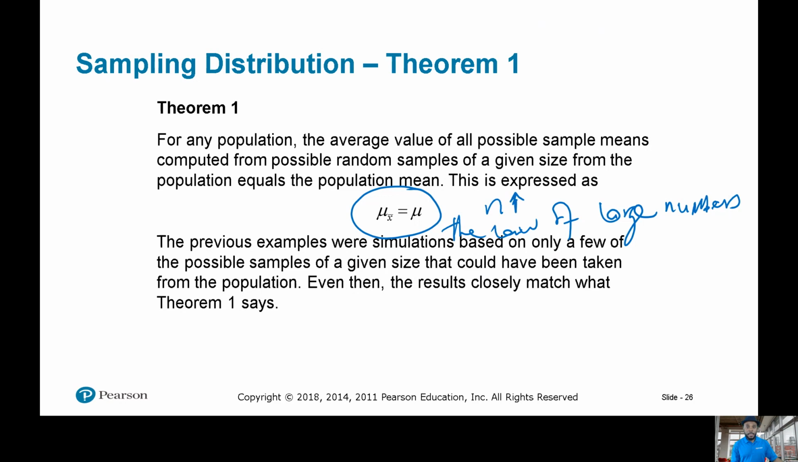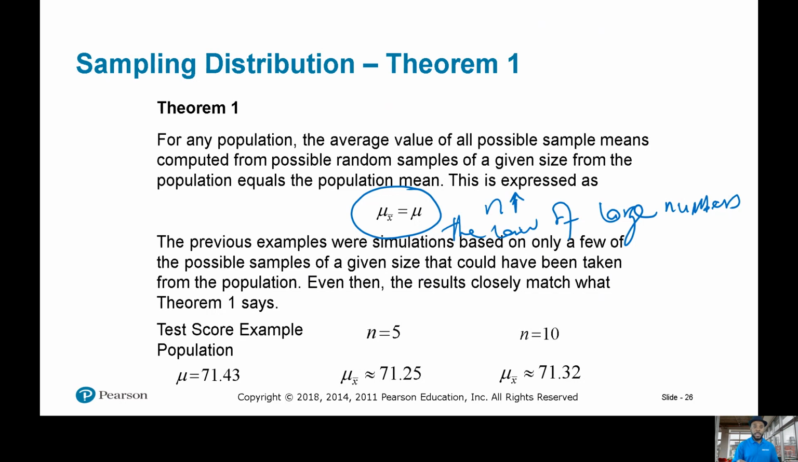The previous examples were simulations based on only a few of the possible samples of a given size that could have been taken from the population. Even then, the results closely match what Theorem 1 says. So when we had n equal to 5 and n equal to 10, what we saw here was that the average of the sample means was approximately equal to the population mean.